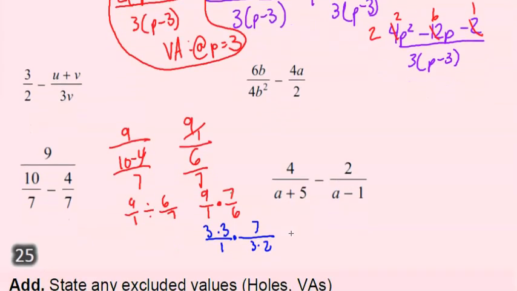Now there's going to be one number that cancels from the top and the bottom. That's 3. There's no wholes there because there's no variables. And then multiply straight across. 3 times 7 is 21. 1 times 2 is 2. This is your simplified fraction, 21 halves.